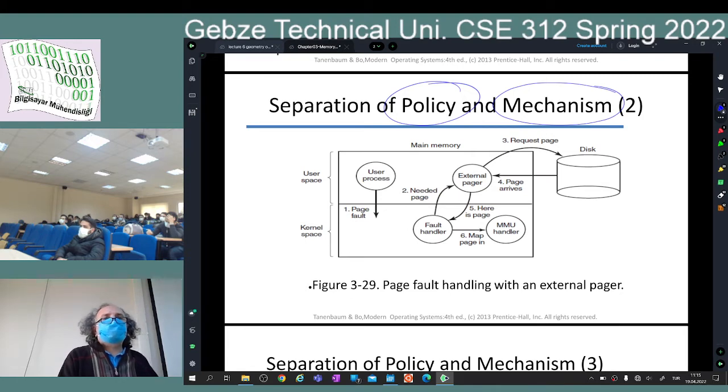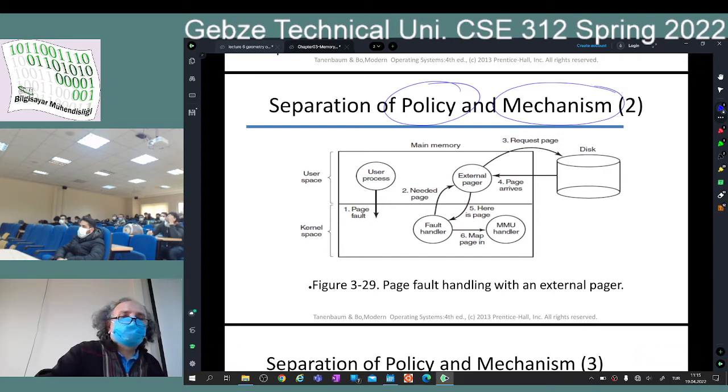That's called the separation of policy and mechanism, and we try to apply this idea to all the parts of the operating system. Try to keep your logic, okay, main algorithms in the user space.